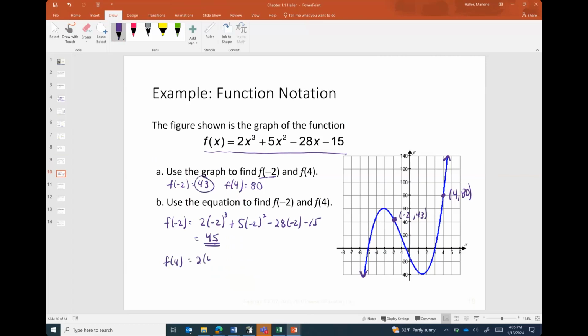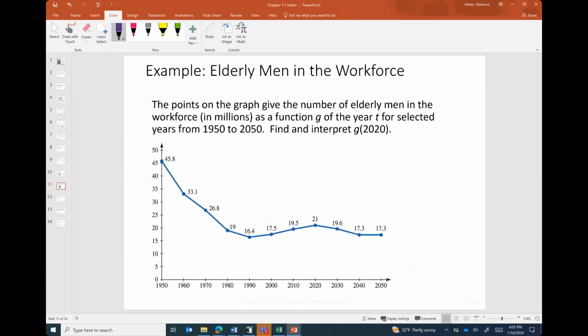So 2 times 4 cubed plus 5 times 4 squared minus 28 times 4 minus 15. Plug all that into the calculator and we get 81. So again, our estimate was close, but the equation gave us the exact value. All right. Let's look at an example with real-world data now.